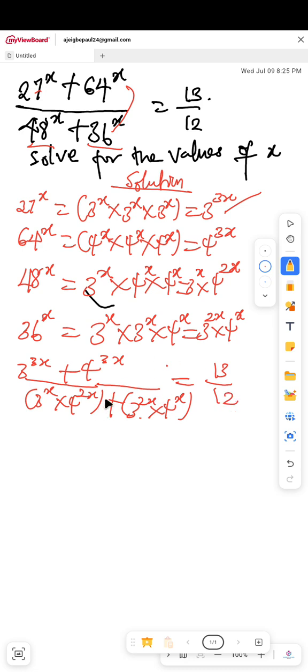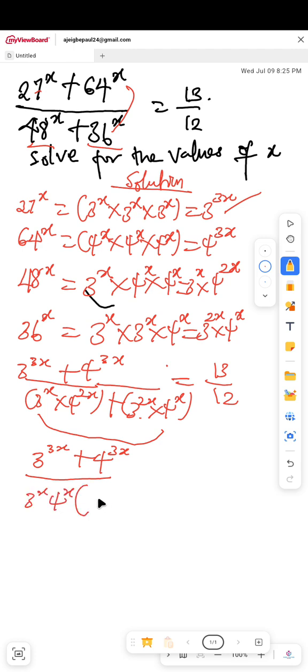Okay, now check this denominator. We can factorize 3 raised to the power of x and 4 raised to the power of x out. So if we do that, we are going to have 3 raised to the power of 3x plus 4 raised to the power of 3x over 3 raised to the power of x multiplied by 4 raised to the power of x into bracket 4 raised to the power of x plus 3 raised to the power of x. So everything is equal to 13 over 12.